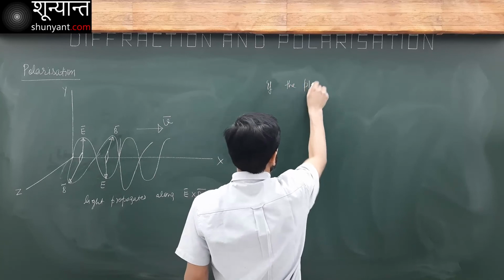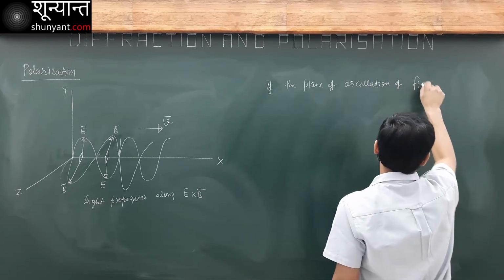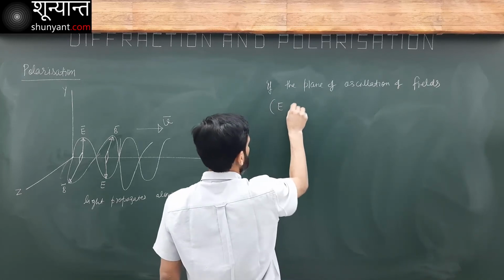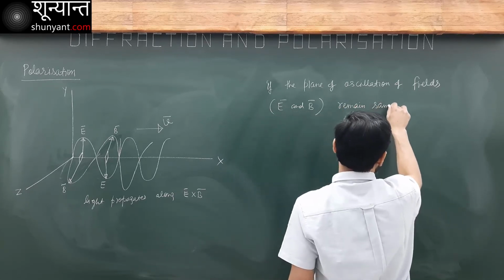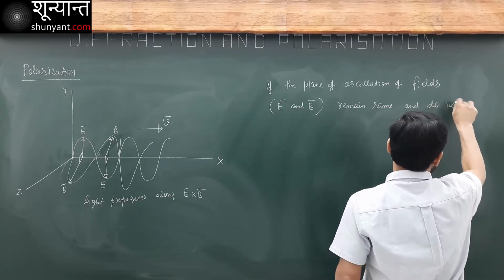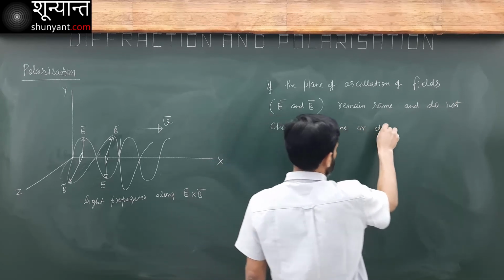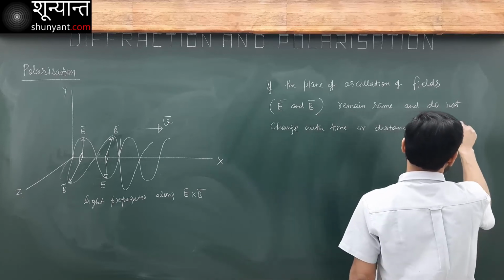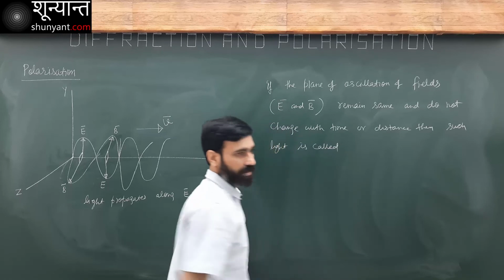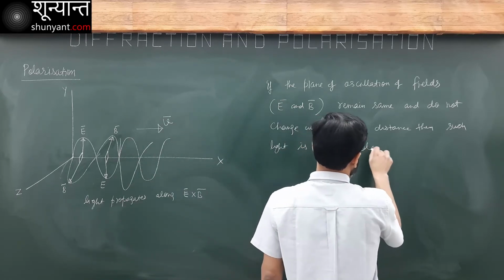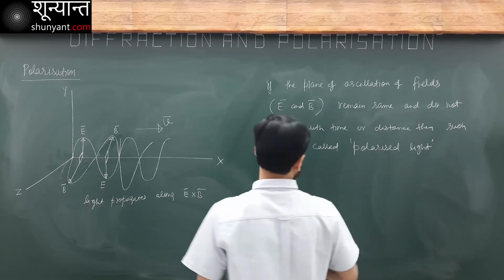Now, if the plane of oscillation of the fields, E and B, remains the same and does not change with time or distance, then such light is called polarized light.